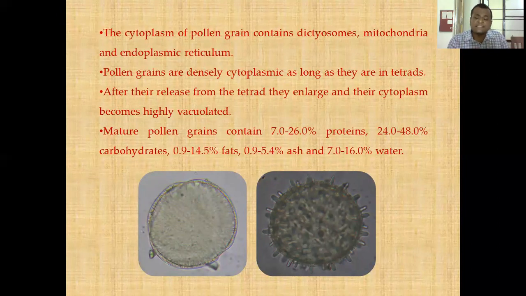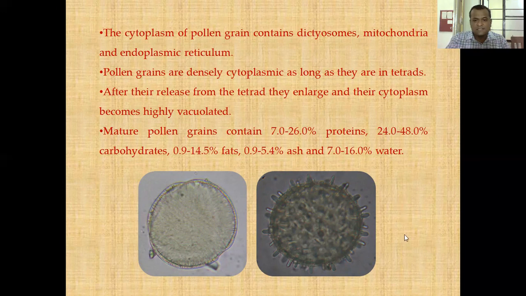Now, inside the pollen wall, the cytoplasm of the pollen grain contains dictyosomes, mitochondria, and endoplasmic reticulum. The pollen grains are densely cytoplasmic as long as they are in tetrad. After they are released from the tetrad, they enlarge and their cytoplasm becomes highly vacuolated. The mature pollen grain contains proteins, carbohydrates, fat, ash, water, etc.